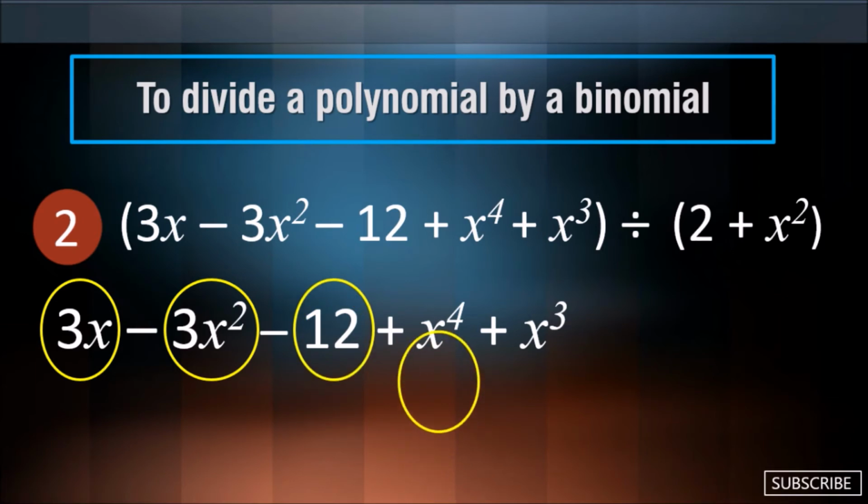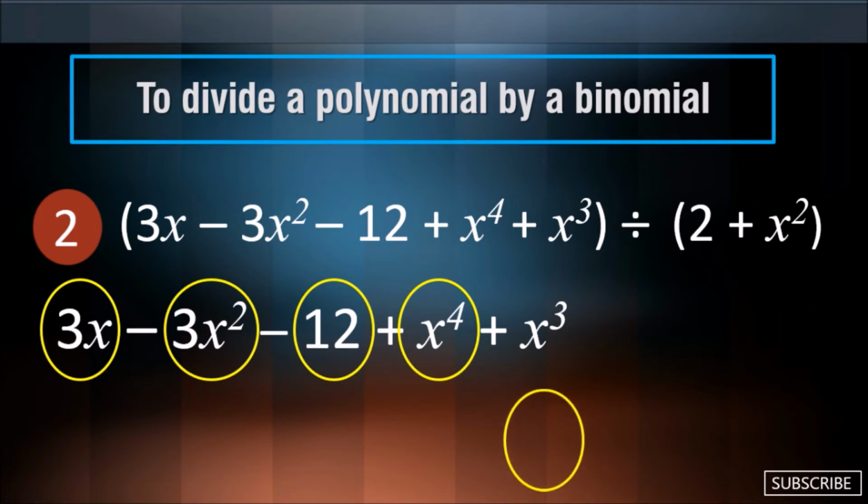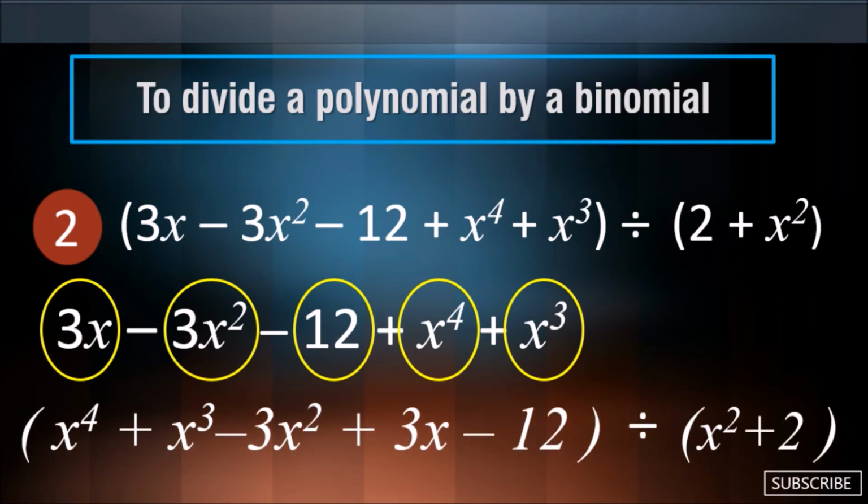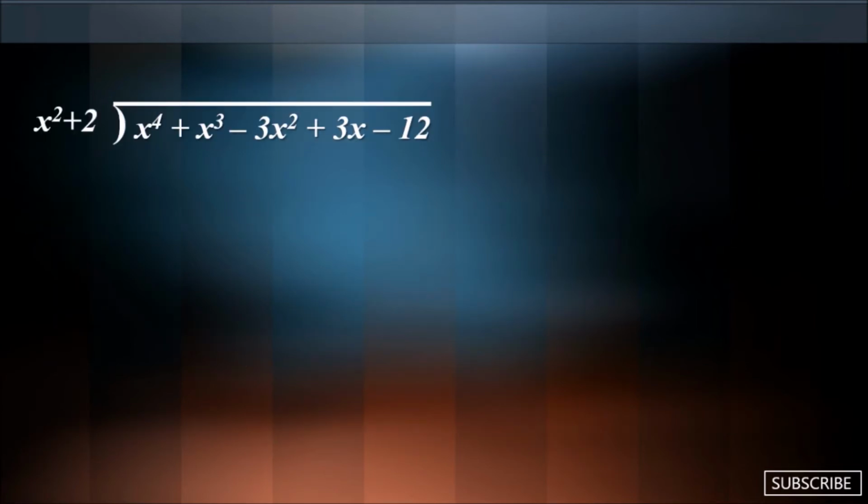Fourth term x raised to 4, the index of the variable is 4. And lastly x cube, the index of the variable is 3. We need to arrange all these terms in descending order. Now let us take this example in division form. Take the divisor on the right hand side in multiplication form.